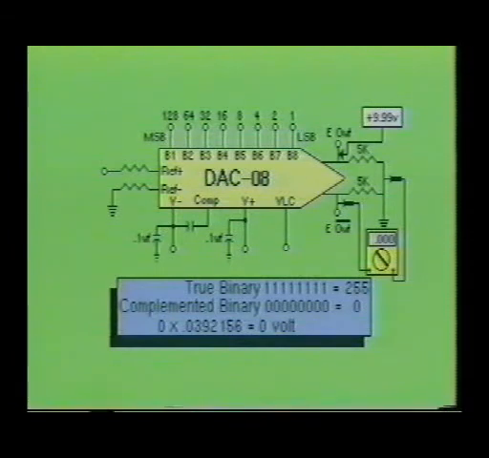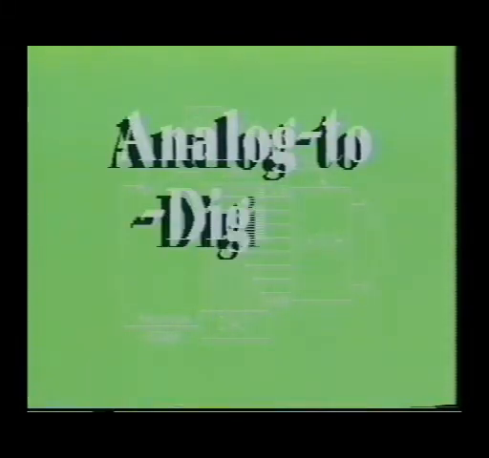Next, we will examine the analog to digital converter. Many applications require that an analog input signal be converted to digital form for processing. This is accomplished with the analog to digital converter. The analog to digital converter, or ADC as it is sometimes called, is used to translate a continuous analog signal into a finite number of digital bits. The resulting digital word becomes the binary representation of the analog level at the instant it was converted.